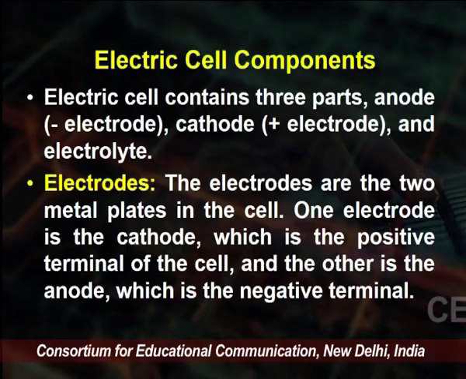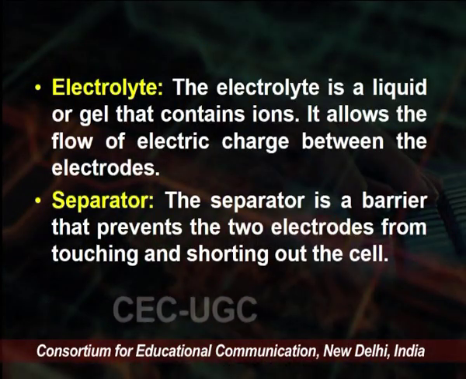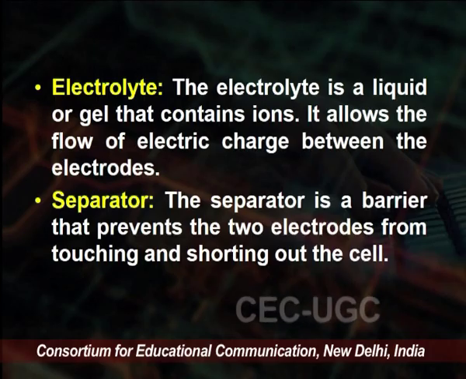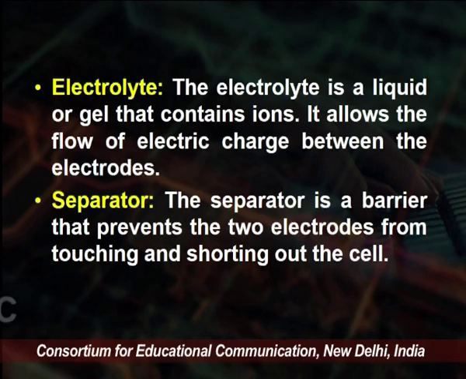The electrodes are two metal plates in a cell. One electrode is the cathode, which is the positive terminal of the cell, and the other is the anode, which is the negative terminal of the cell. The electrolyte is basically a liquid or a gel that contains ions. So, it allows the flow of electric charge between the electrodes.